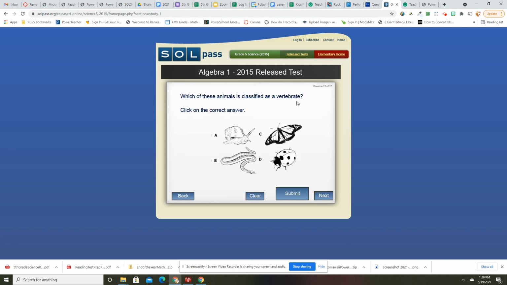Which of these animals is classified as a vertebrate? Remember that a vertebrate has a backbone. So the only one here that has a backbone is a snake. Do not confuse a snake with a worm. A worm is an invertebrate. It does not have a backbone. But a snake does. These are all exoskeletons, so they have their backbones on the outside.